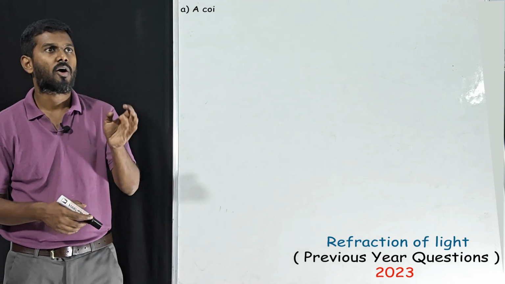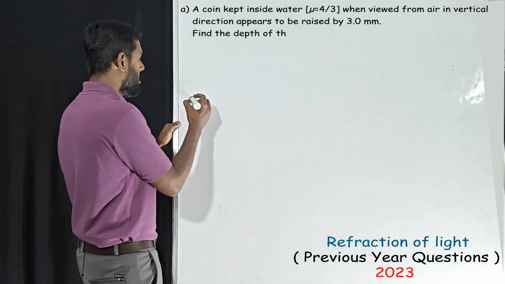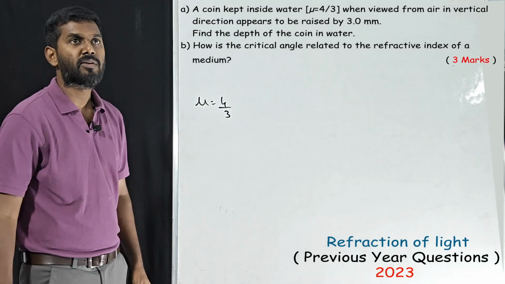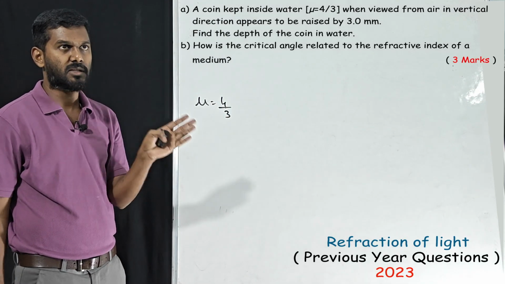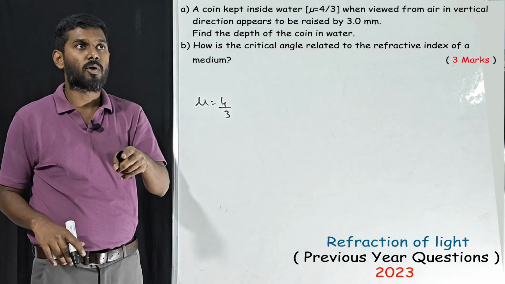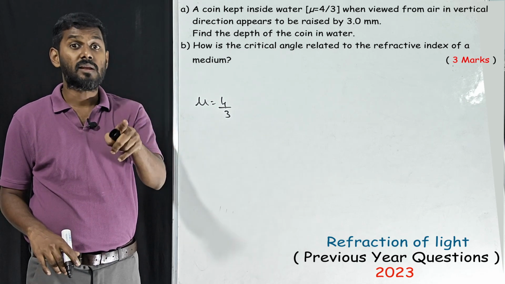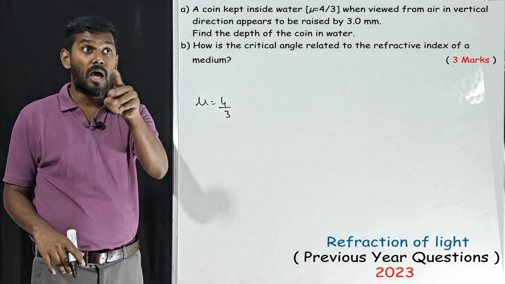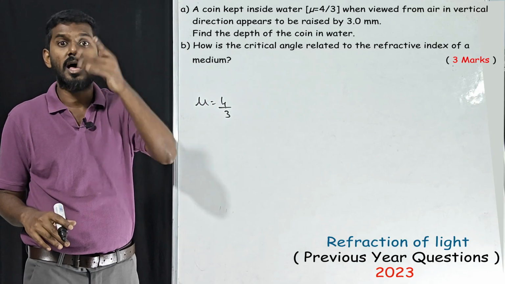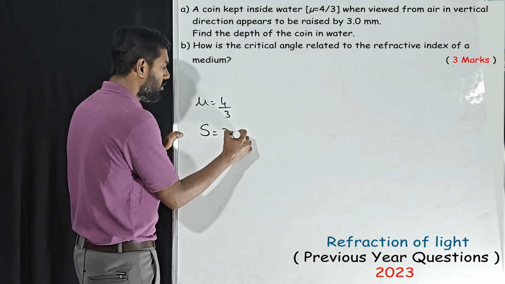Our next question: a coin kept inside water of refractive index 4/3. Okay, so here refractive index is 4/3. When viewed from air in vertical direction, it appears to be raised by 3 mm. See, here these wordings are important. If they have given "appears to be 3 mm", then upper end depth is given. Here it says "appears to be raised". When you see the words "appears to be raised", that means they are talking about shift. Shift is equal to 3 mm.